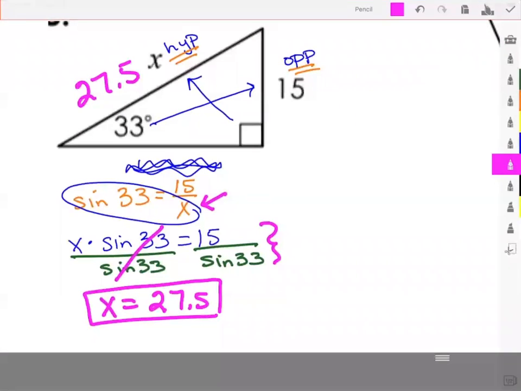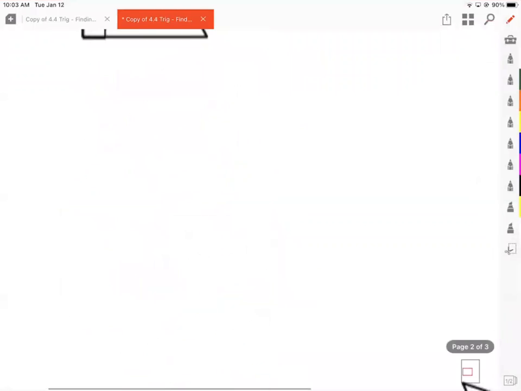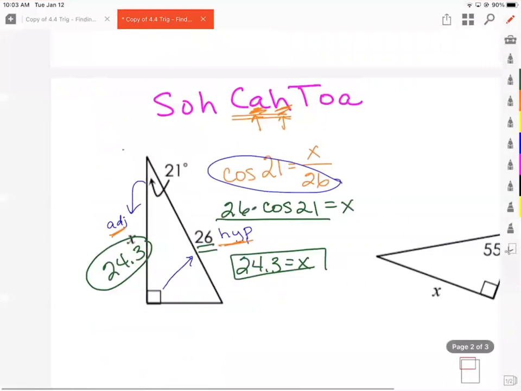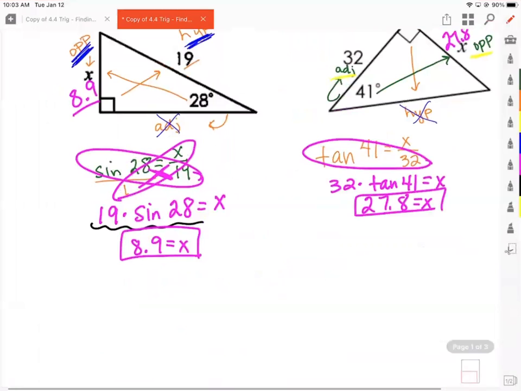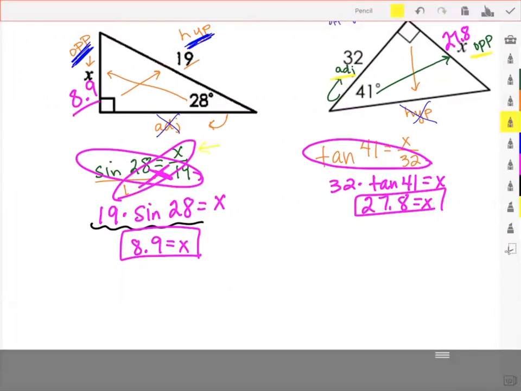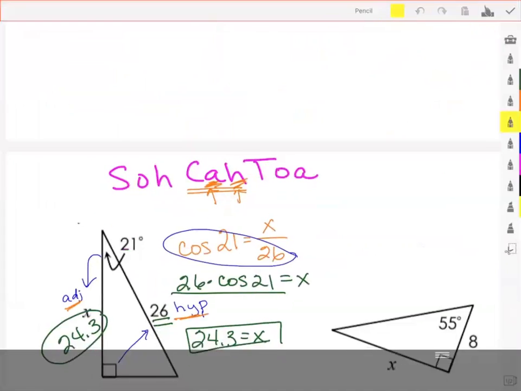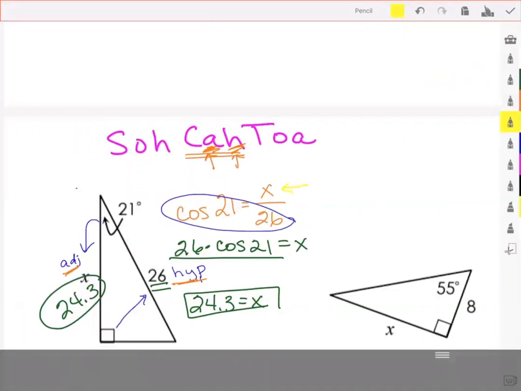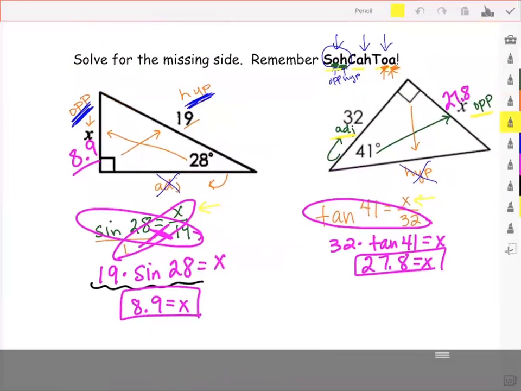Okay, let's make some quick conclusions to help us with some shortcuts, some little reminders. On the first few examples, every time X was on top, right? And when X was on top, what operation did we end up using? We multiplied: 26 times the cosine of 21, and 19 times, and 32 times. So when X is on top, you're going to end up multiplying.